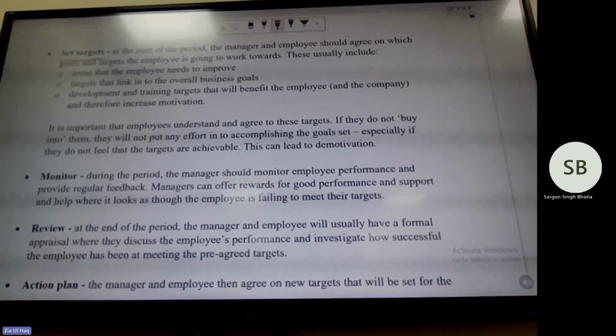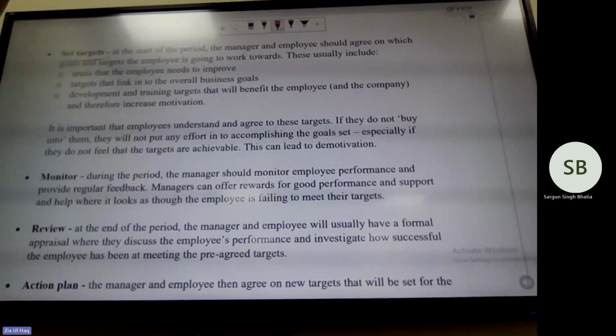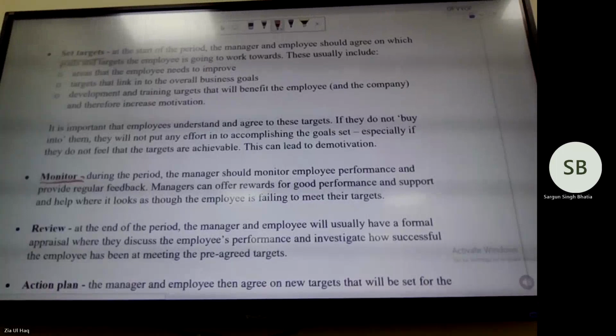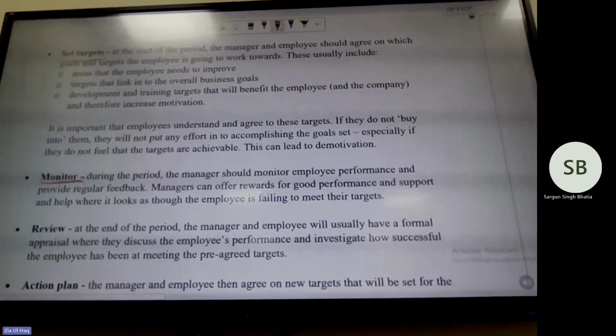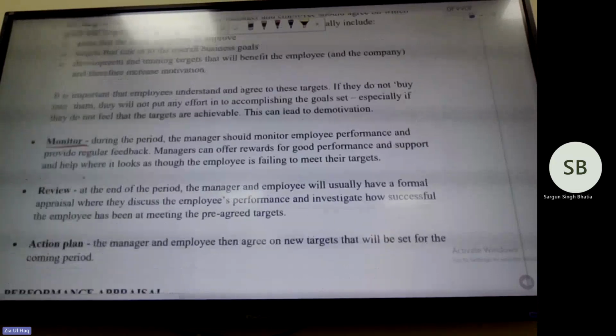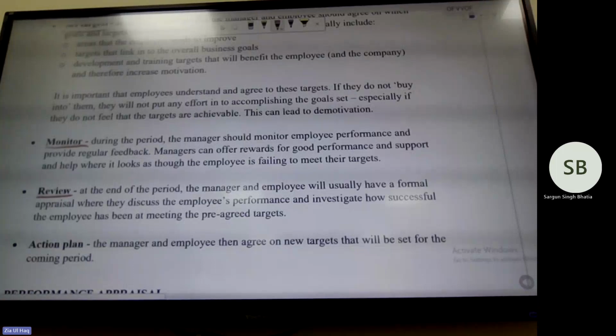And then while the employee is working, like you have defined a one-year target for the employee, during that year when the employee is working, you need to monitor his performance, so that if he is not working properly, you can guide him so that at the end he can meet the target. And then at the end, you need to review performance by comparing actual results with target results. And if they have been met, that's fine. You need to define next targets.